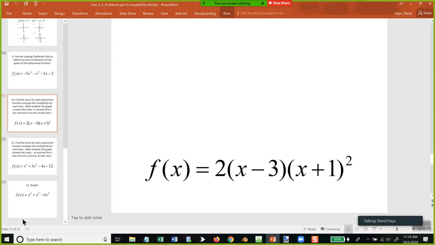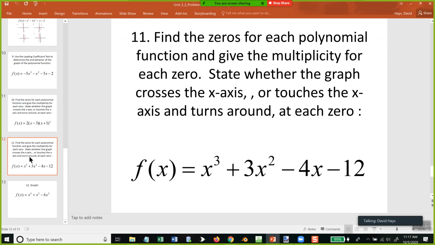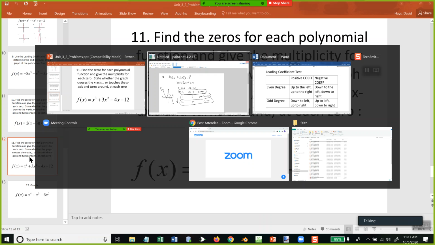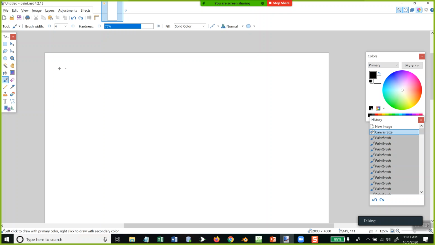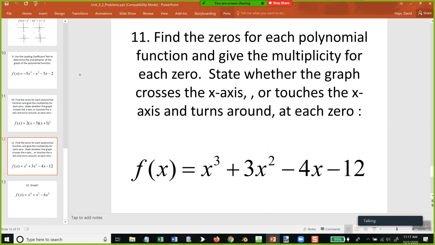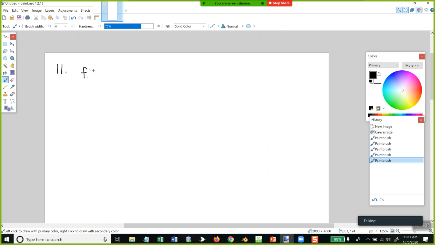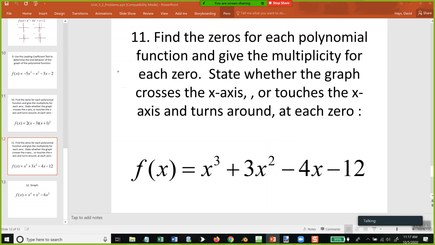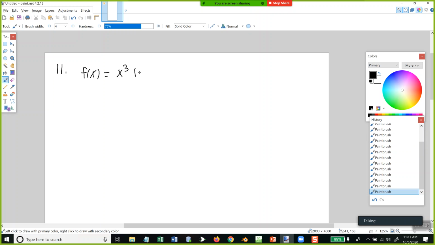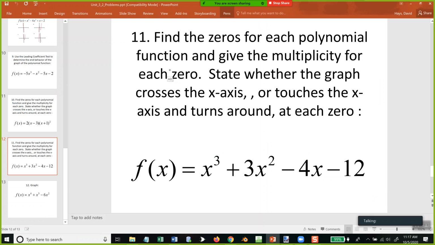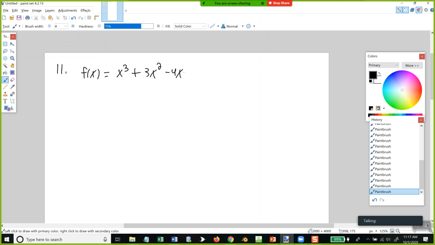Okay, let's take a look at number 11. So we've got f of x is equal to x to the third plus 3x squared minus 4x minus 12. And we want to find the zeros again. So remember how we find the zeros is you set it equal to 0.